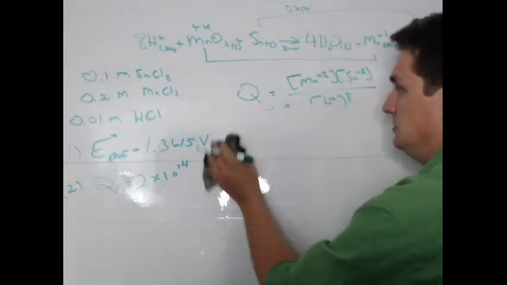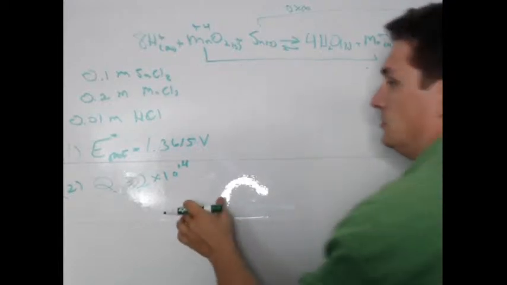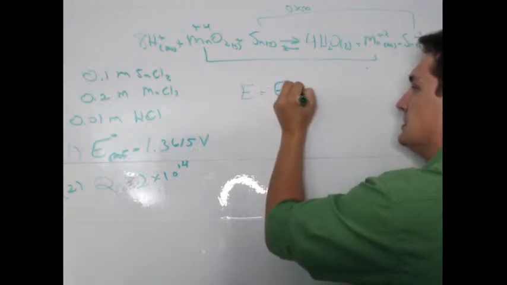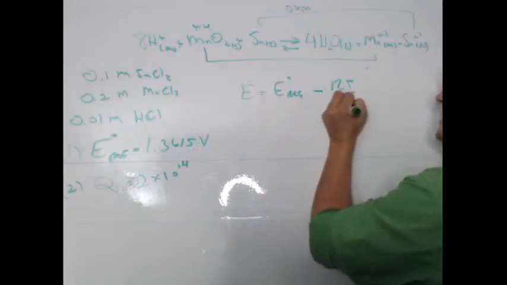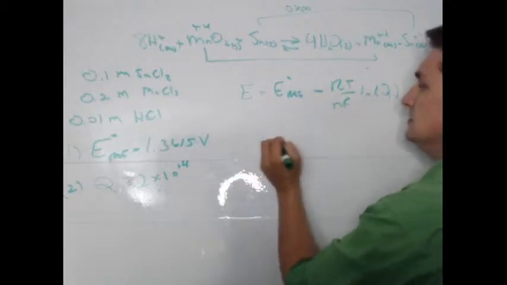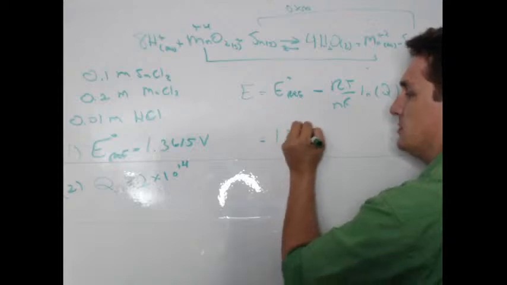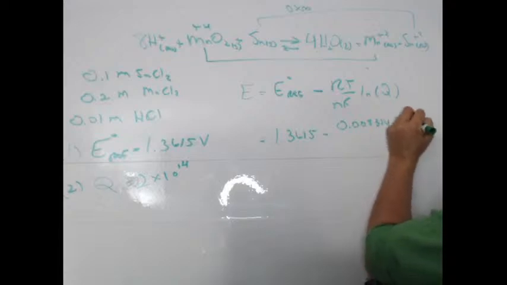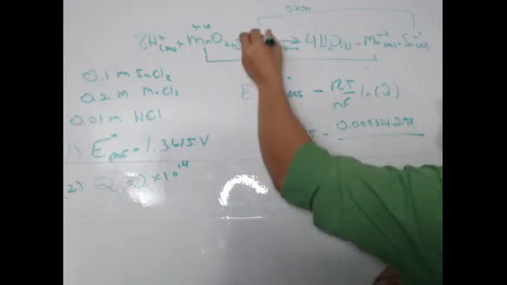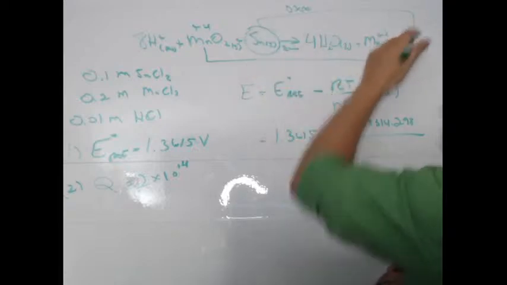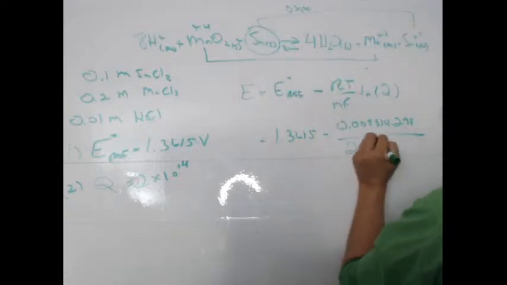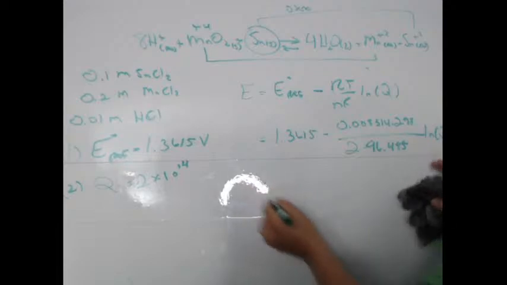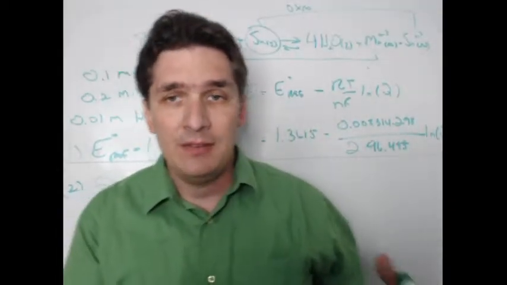All right, so we've got Q, we've got our reference. The next question is, what's the actual voltage? So E here is the reference minus RT over NF ln of Q. So we've got 1.3615 minus R, 0.008314, times the temperature, 298 Kelvin, all over N, the number of electrons transferred here. As Sn goes from 0 to plus 2, it's 2 electrons, times Faraday's constant, 96.485, times the ln of Q. So this is just a plug and chug problem. You take the values that you have and you enter them in.